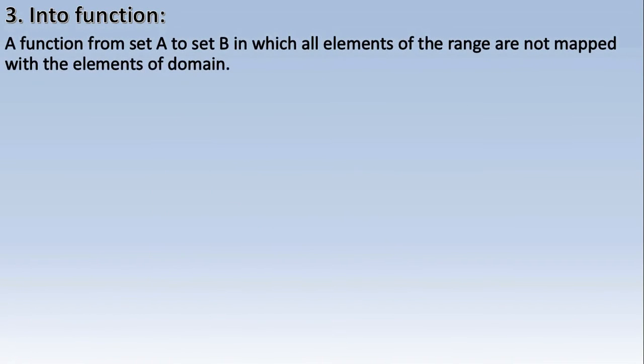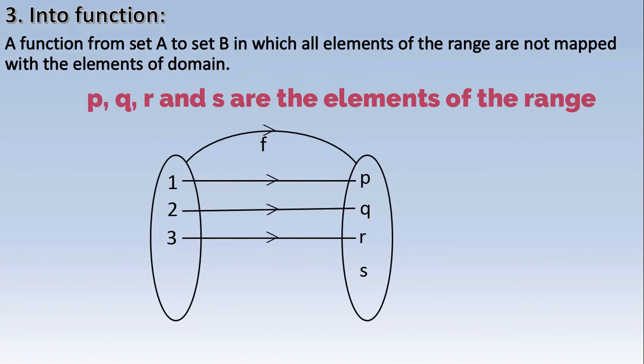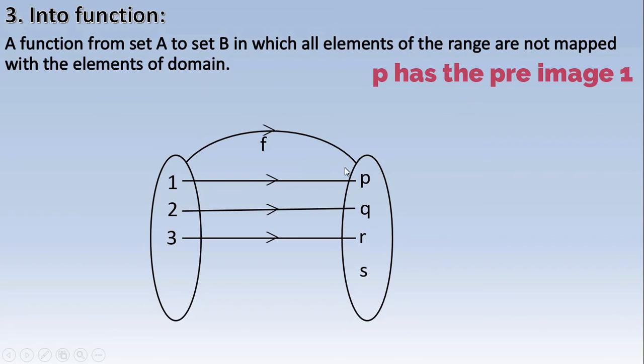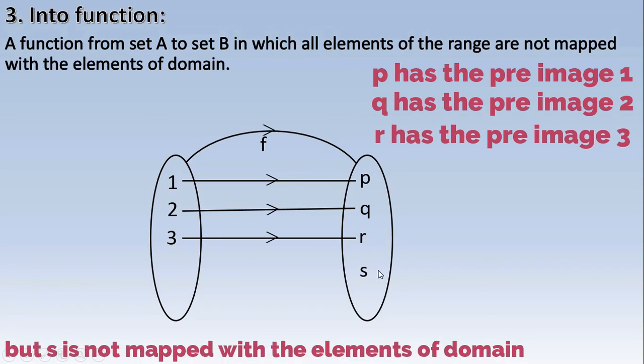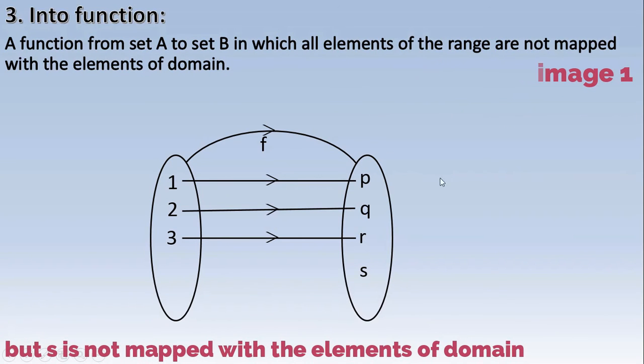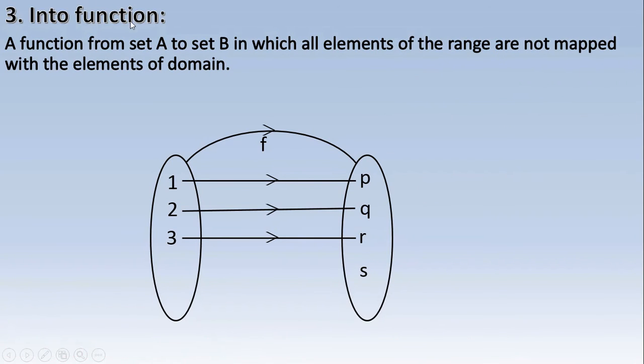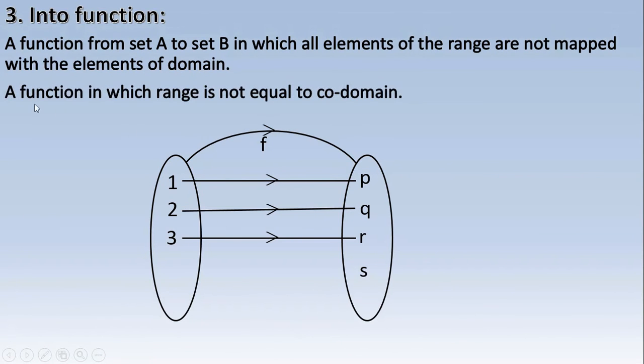The third one is into function. A function from set A to set B in which all elements of the range are not mapped with the elements of the domain. Here P, Q, R and S are the elements of the range. P has the pre-image 1, Q has the pre-image 2, R has the pre-image 3, but S doesn't have a pre-image. So this kind of function is called into function. In other words, we can say a function in which range is not equal to codomain is called into function.